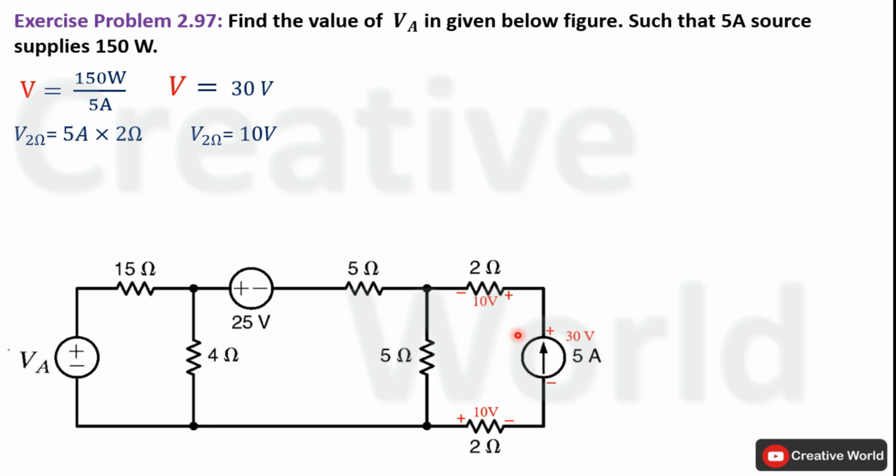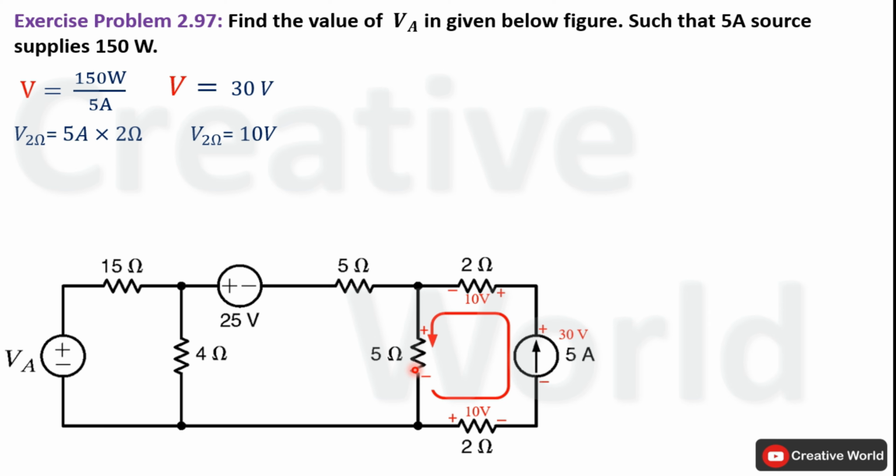Now we will apply Kirchhoff's voltage law inside this closed loop to calculate voltage across this 5 ohm resistance. For that purpose, we are assuming the direction of current in counterclockwise. Write the KVL equation for this closed loop. Start from here: current entering terminal is positive, so voltage across this 5 ohm resistance will be taken with positive sign. Next, current entering terminal is positive, so 10 volt will be taken with positive sign. Next, current entering terminal is negative, so 30 volt will be taken with negative sign. Next, current entering terminal is positive, so 10 volt will be taken with positive sign.